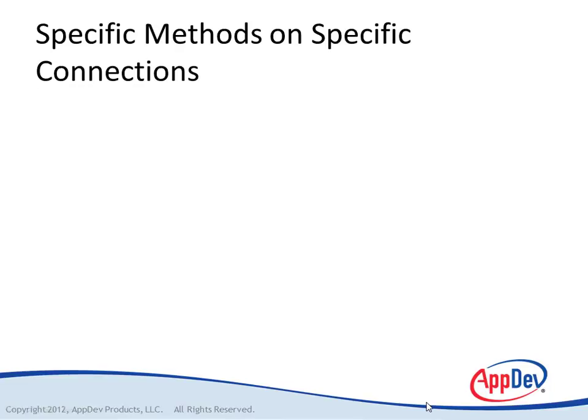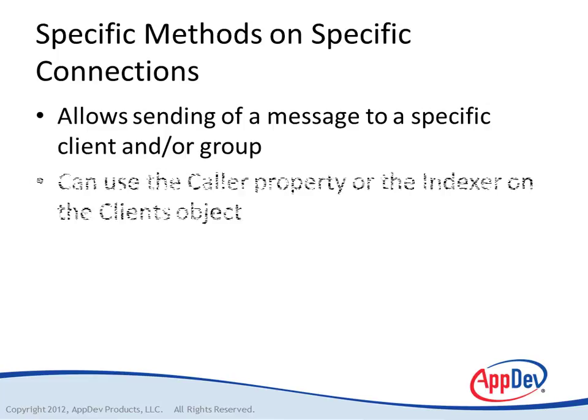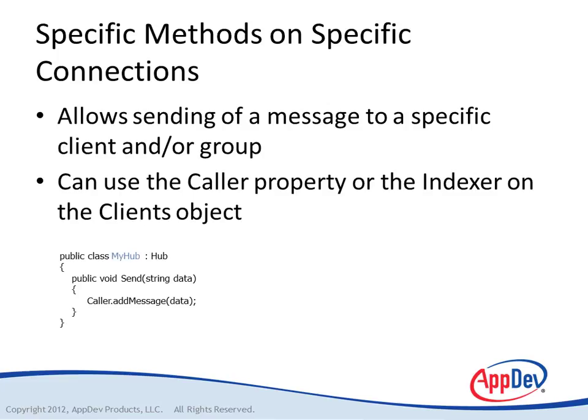The next item we're going to look at under Hubs is specific methods on specific connections. This allows sending of a message to a specific client and/or group. This can use the caller property or the indexer on the client's objects. Here's an example. Here we have the public class myHub deriving from the hub, and we have a method called send, which is sending data back to the client side, and we're using caller.addMessage and passing the data.